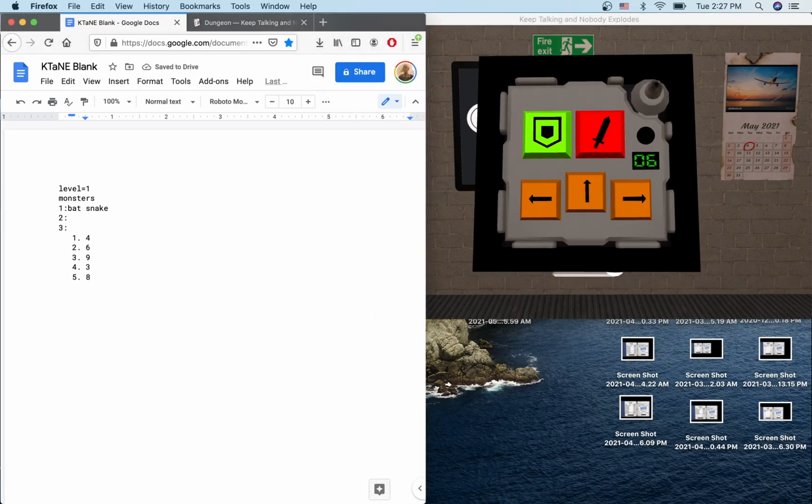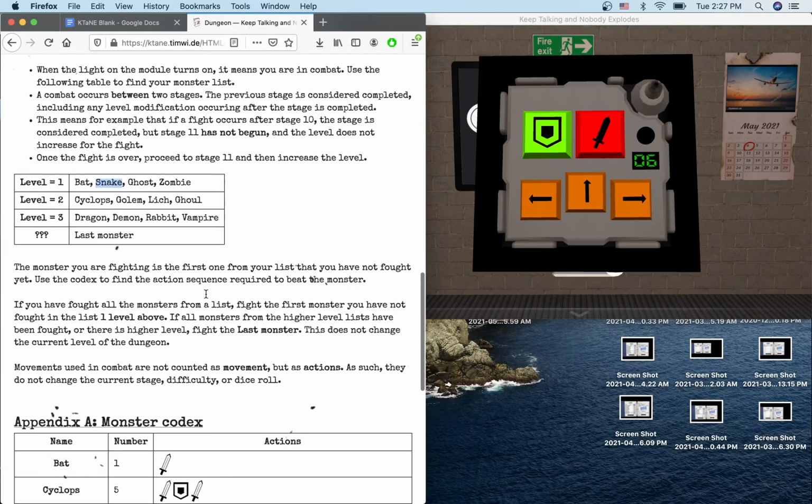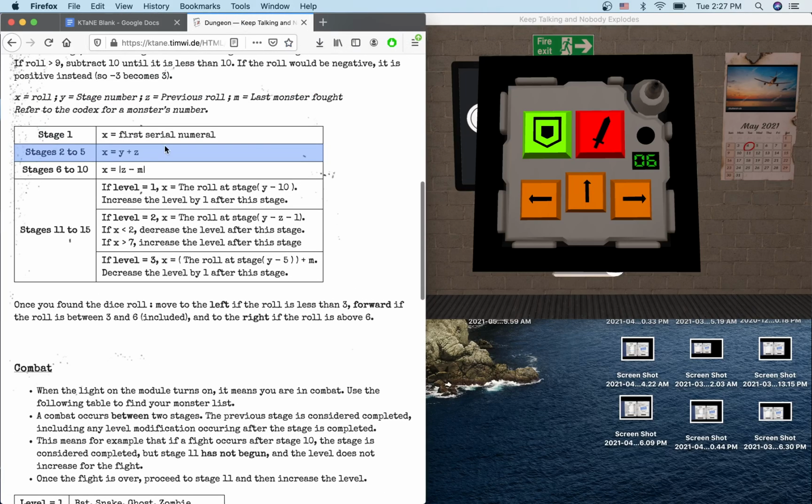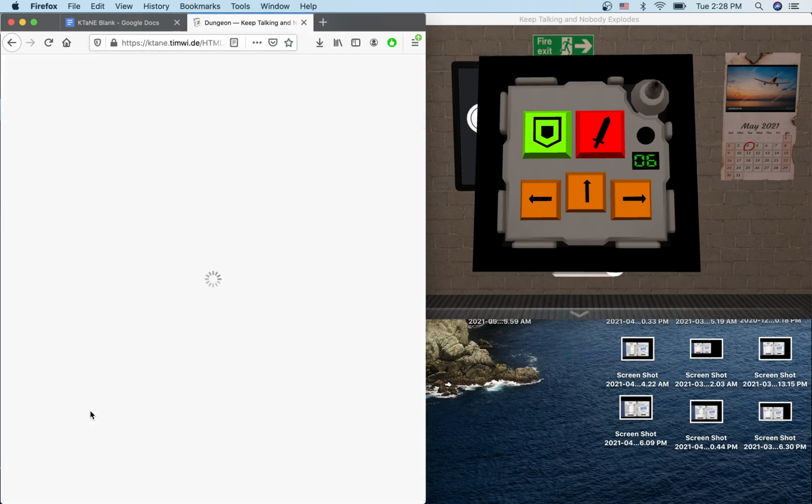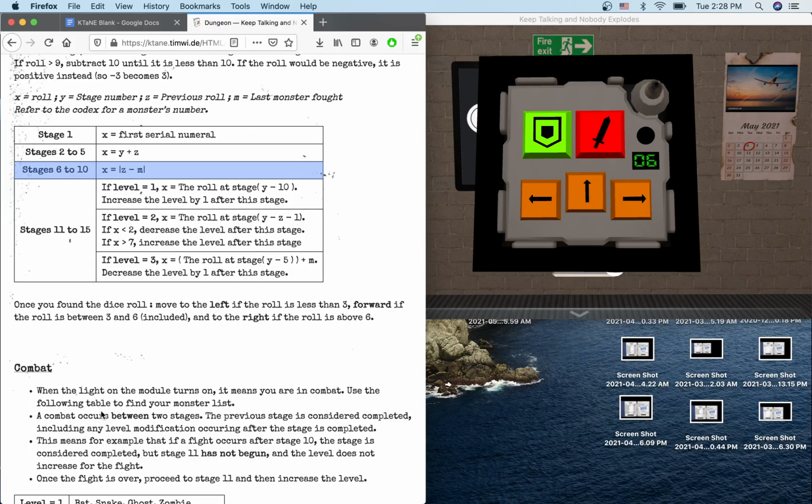Now we're on stage 6. Now our formula for calculating our dice roll is going to change. Instead of just being that addition, we now take our previous roll and we subtract the previous monster we faced. See, every monster, when it loads, has an associated number with it.